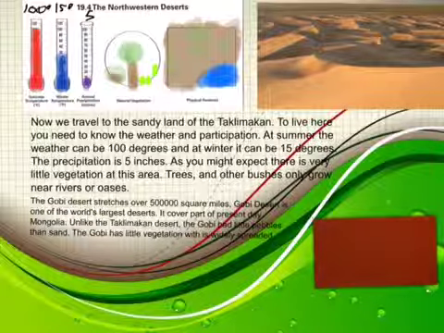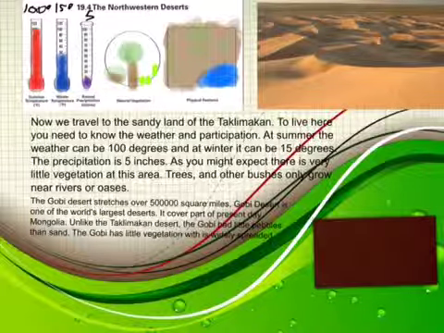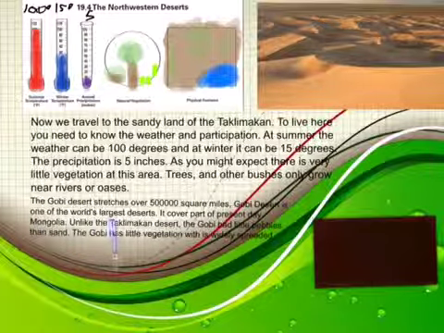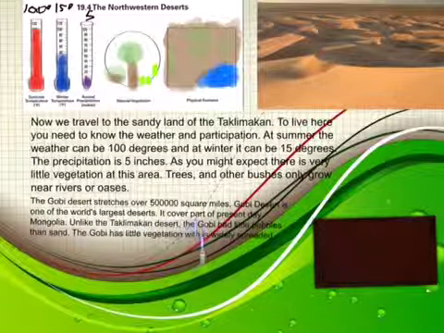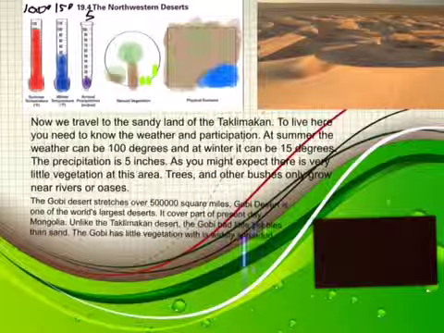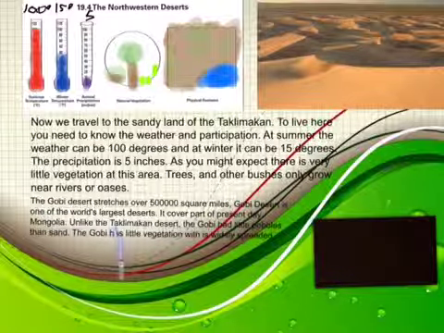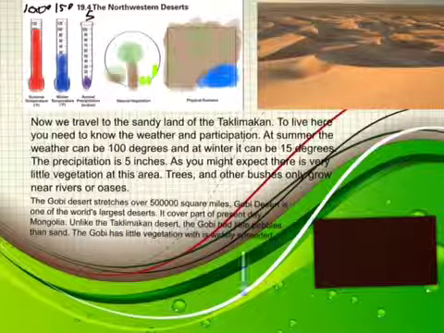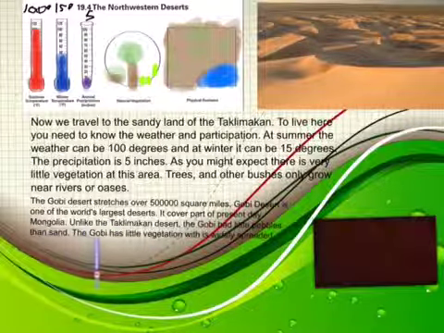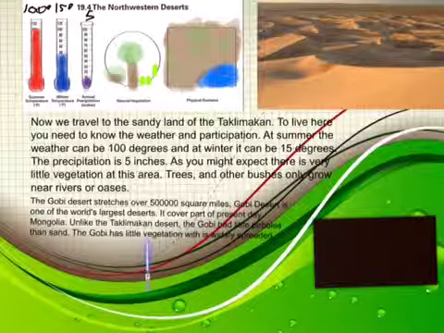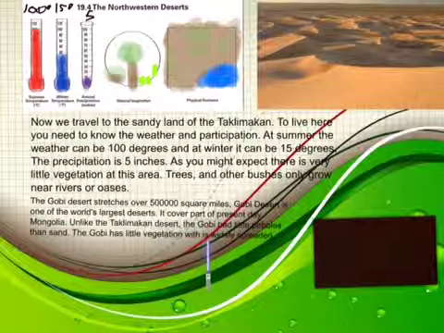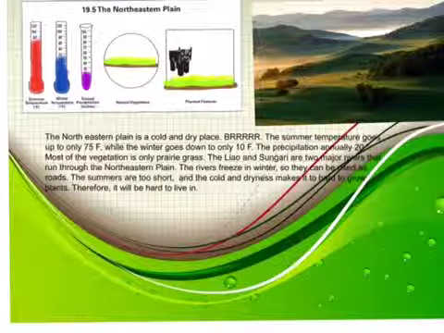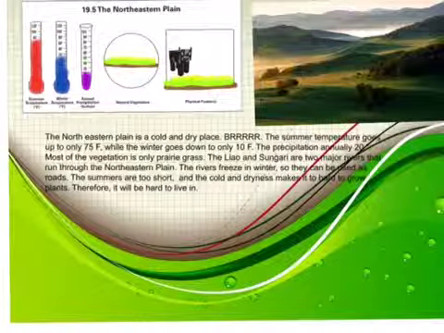The Gobi Desert stretches over 500,000 square miles. The Gobi Desert is one of the world's largest deserts. It covers part of present-day Mongolia. Unlike the Taklamakan Desert, the Gobi Desert has more little pebbles than sand. The Gobi Desert has little vegetation, which is widely spread.